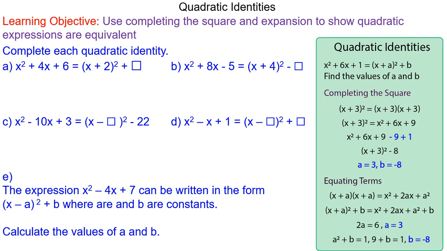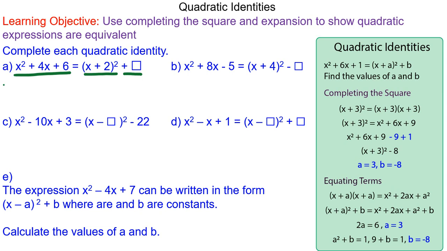We're going to use the method of completing the square to solve some quadratic identities. For question A, we've been given the square and we need to know what we have to add to the square to make the quadratic.